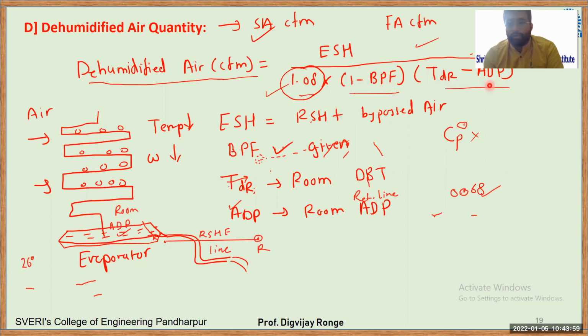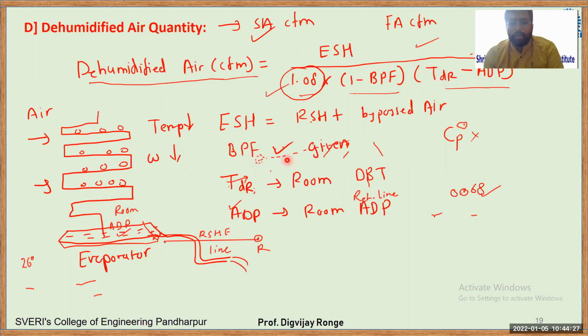So this is a room ADP. Okay, so the formula for dehumidified air in CFM is ESH, that is effective sensible heat, divided by 1.08 into bracket 1 minus bypass factor bracket complete, into bracket TDR minus ADP. TDR is the dry bulb temperature of the room, and ADP is the room ADP. Okay, room ADP is the R dash point.